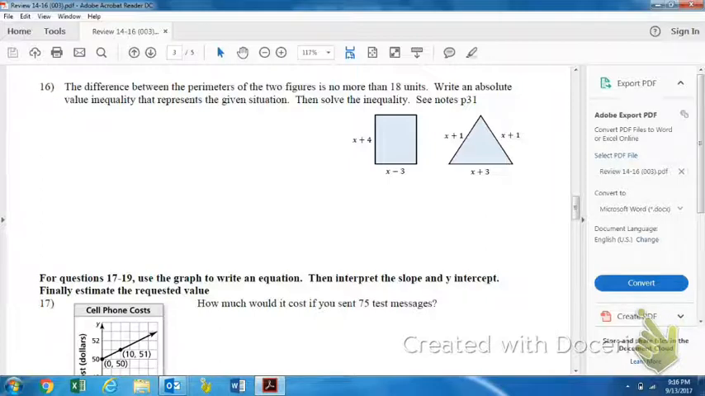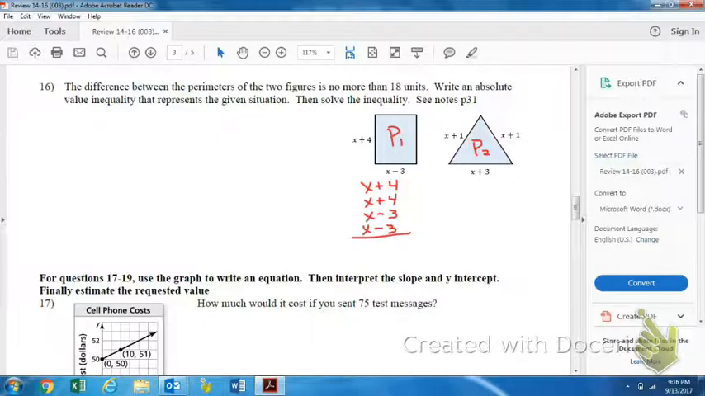Okay, the first thing is to look at the perimeters. This will be perimeter 1, and this one's going to be perimeter 2. And on the perimeters, I'm going to calculate them right here. The perimeters we know have to be adding up all the sides. So in the first one, we have x plus 4, x plus 4, x minus 3, and x minus 3. And I'm lining them up.